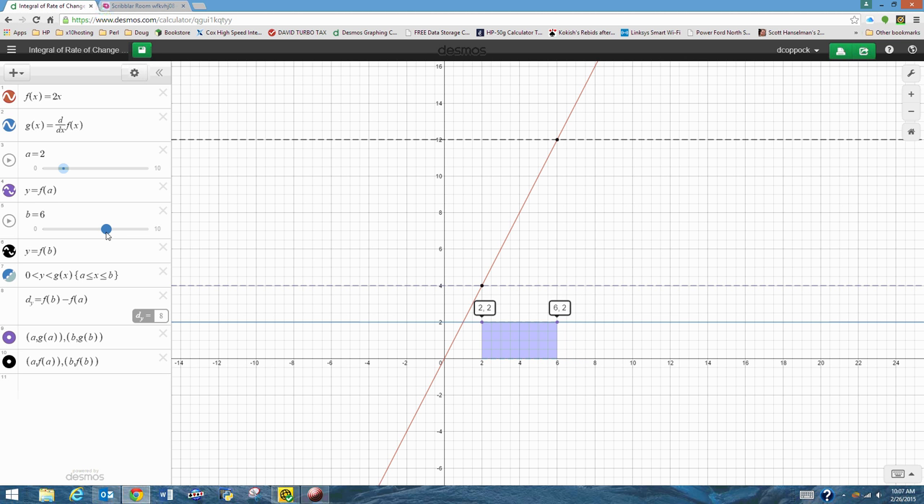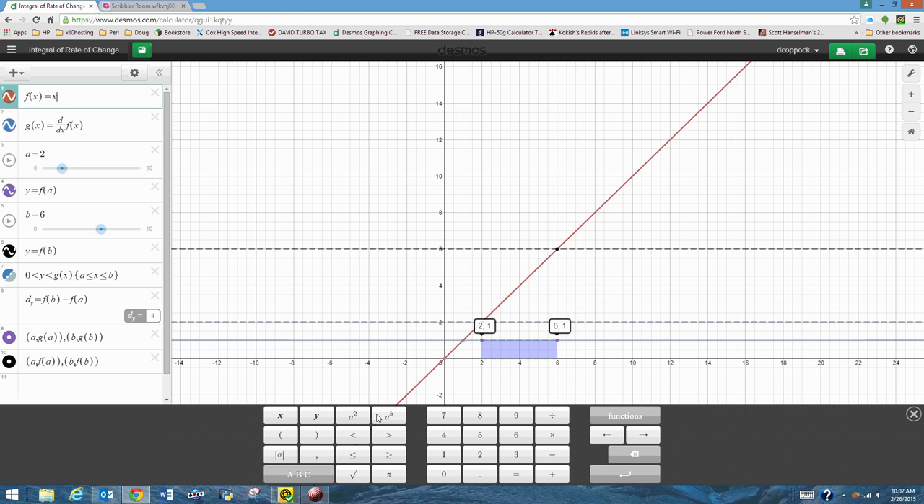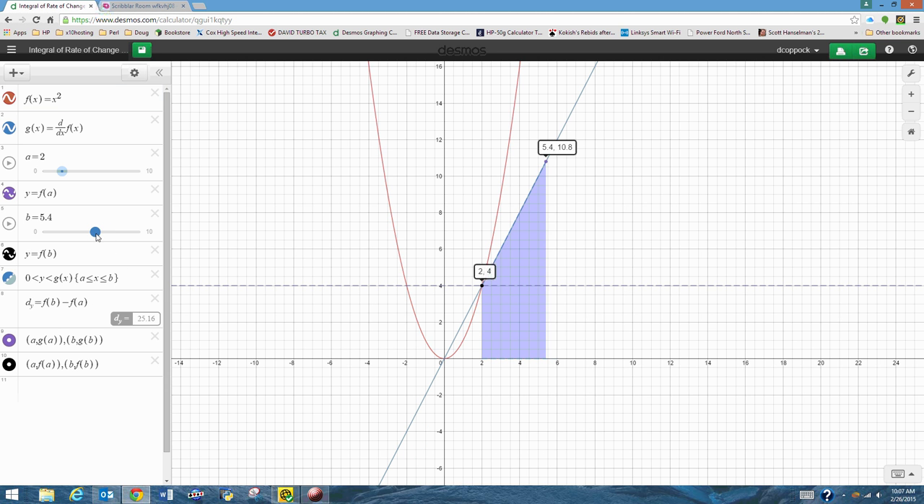So that's what the rate of change theorem is. It's pretty easy to see when the rate of change function is a constant. Let's just tweak it a little bit and change this to x squared. Now the original function is a parabola, y equals x squared. I got from 2 to 6. Let me bring this back to 2 to 4.